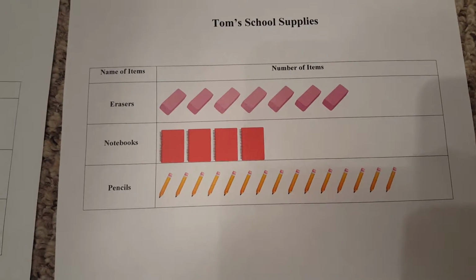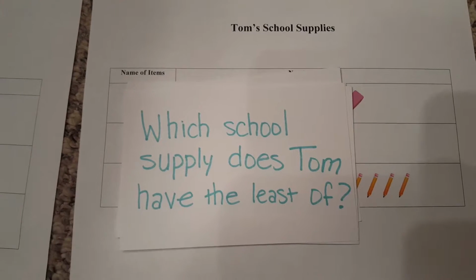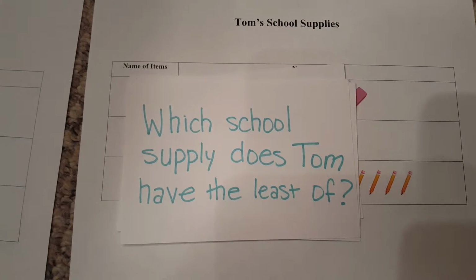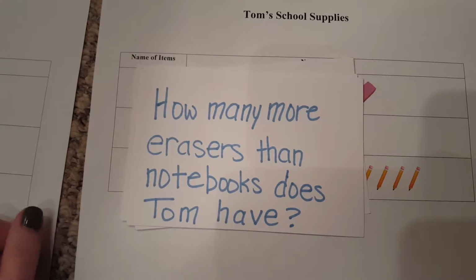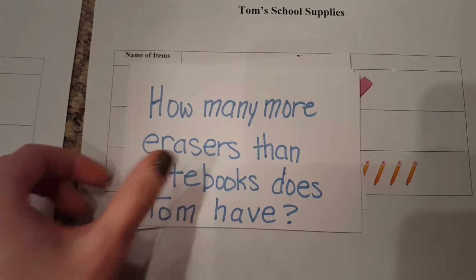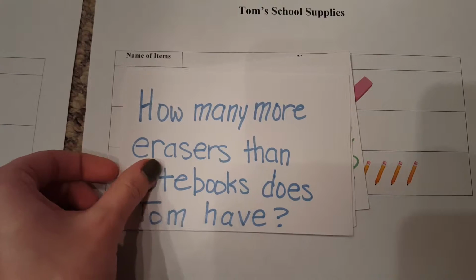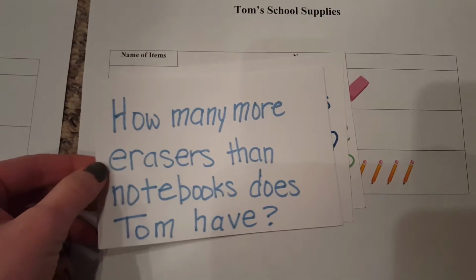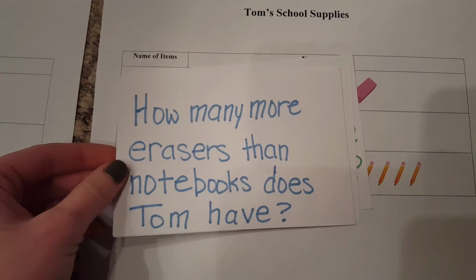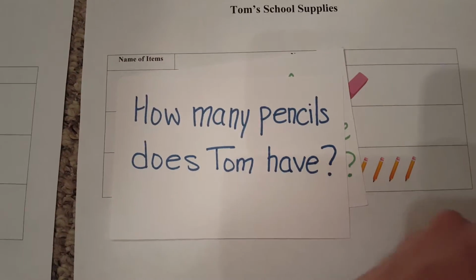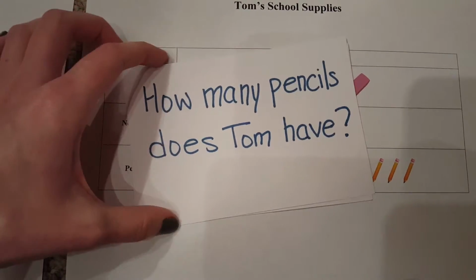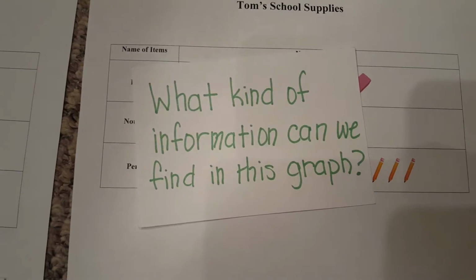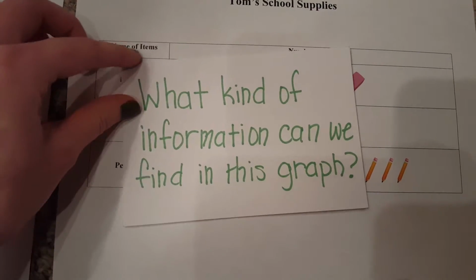For this first one, I've created some question cards, and we will go over these questions together and answer them. And this will just help us to see what kind of information we can find using the graphs and how we can use that information. So how can we compare how many more erasers are there than notebooks, and then use those questions to kind of guide our discussion about the information on the graph. So how many pencils does Tom have, and what kind of information can we find in general on this graph?